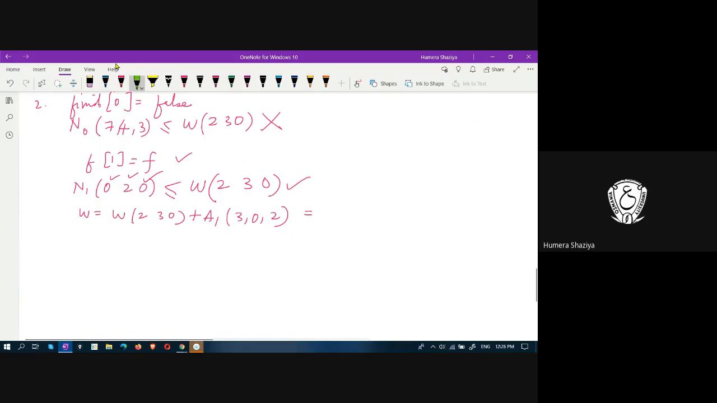Available 230 plus Allocation 1. Work and Available are the same here, pointing to the same thing. A1 means allocated to process 1. What resources have you allocated? 302. When you perform the addition, you get 5, 3, 2. Why are you adding up? It means that now P1 has finished.